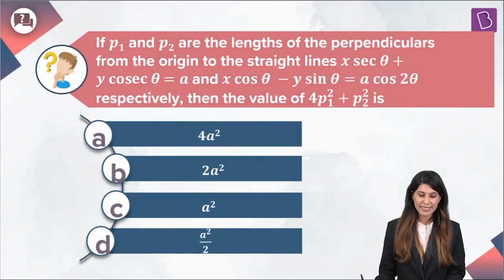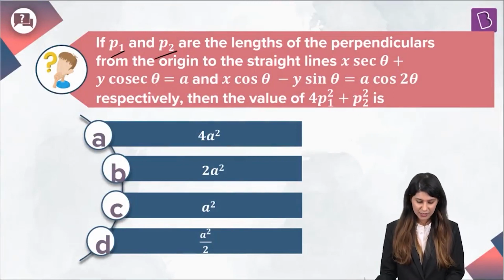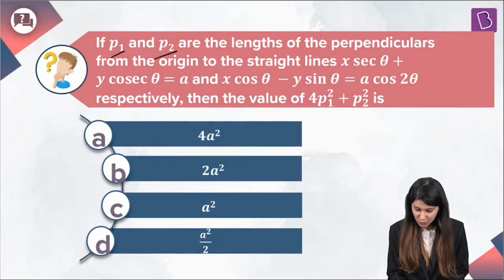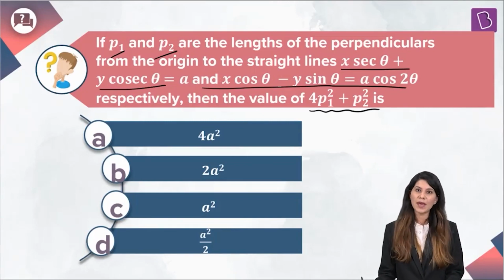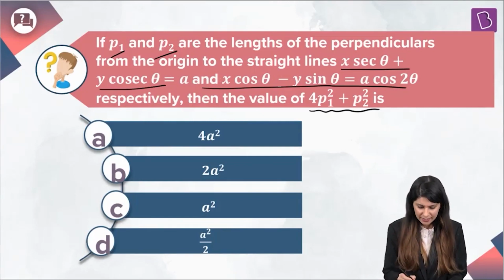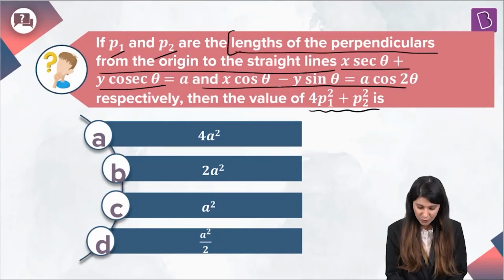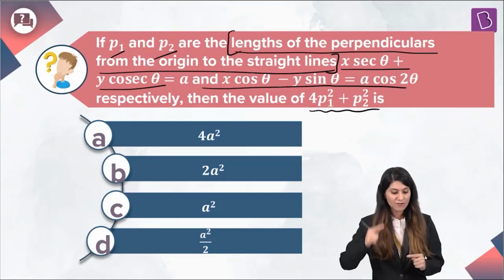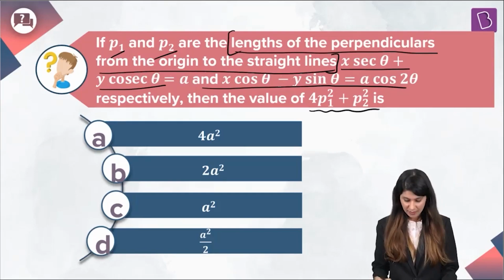In this question, it is given that P1 and P2 are the lengths of the perpendiculars from the origin to these two straight lines, and we are interested in the value of P1 square plus P2 square. The moment I read this line, lengths of perpendicular from the origin to a straight line, automatically the normal form of the equation comes into the picture.